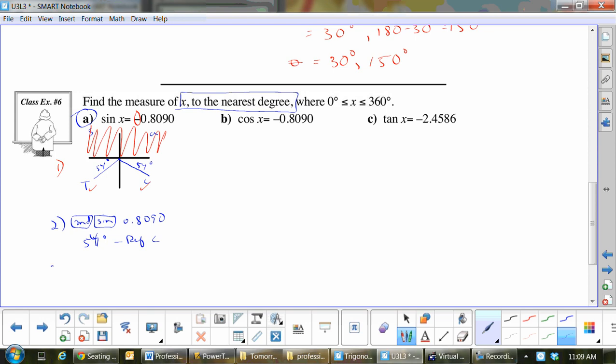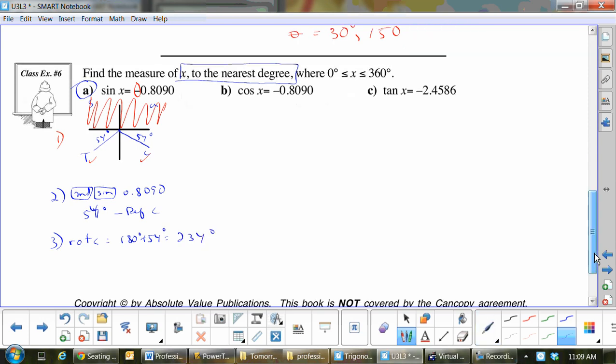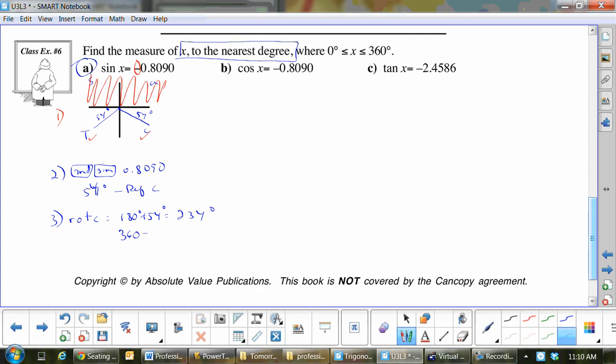Okay. Now I've got to find rotation angles, right? How do I find the first one? So 180 plus 54, and I get 234. And how do I find the next one? 360 minus 54 degrees, and I will get 306 degrees. Is this starting to make sense? Okay. How do I know they're right? Sine 234 equals, sine 306 equals. Make sure I get the same answer.